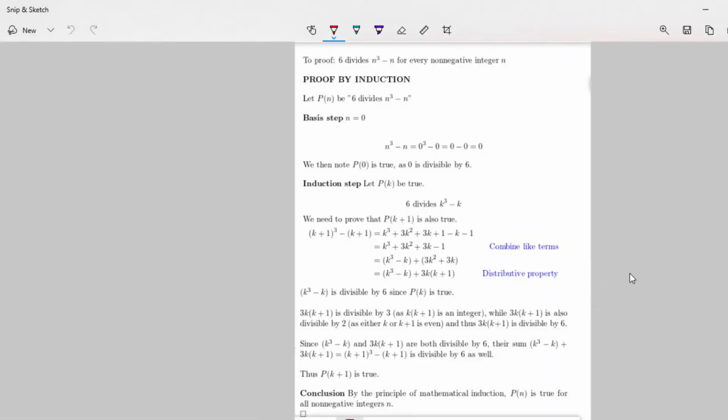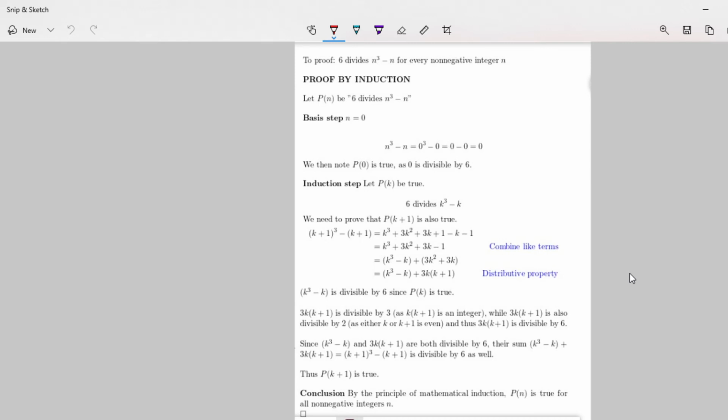Now we take the statement 2. So statement 2 is 6 divides n cube minus n for every non-negative integer n. So here also we follow the same procedure. So we take the statement as P of n. Let P of n be 6 divides n cube minus n. Then the basic step is we are taking the n value as 0.